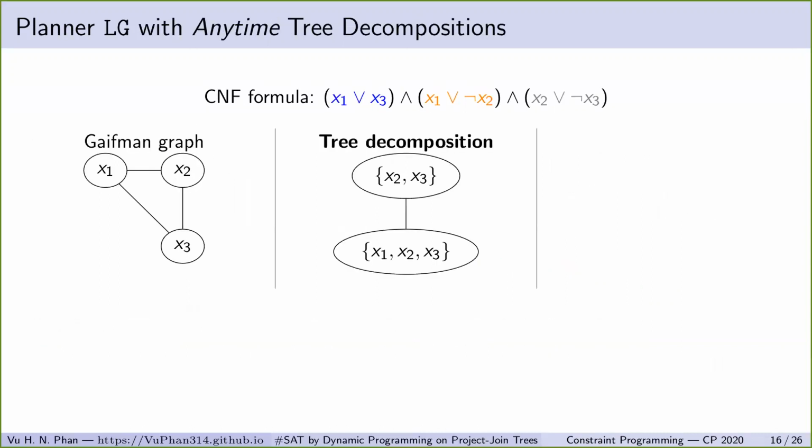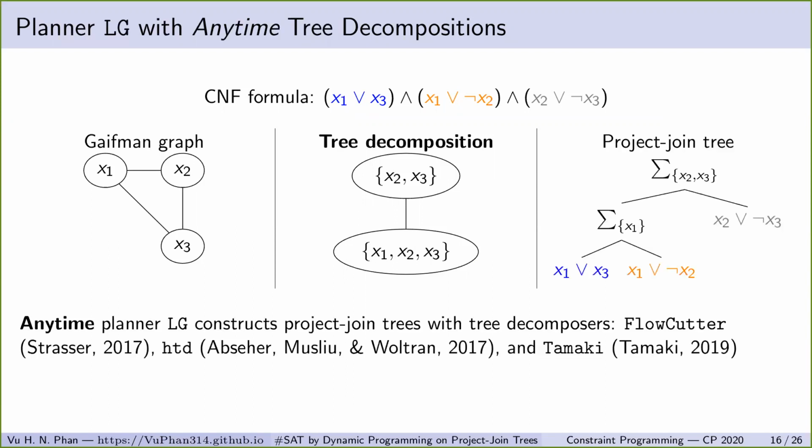The second planner, LG, uses tree decompositions. In a tree decomposition, each node corresponds to a set of vertices in the Gaifman graph of a CNF formula. This tree decomposition has to satisfy some technical conditions. Given a tree decomposition, the planner LG constructs a ProjectJoin tree in a top-down recursive manner.